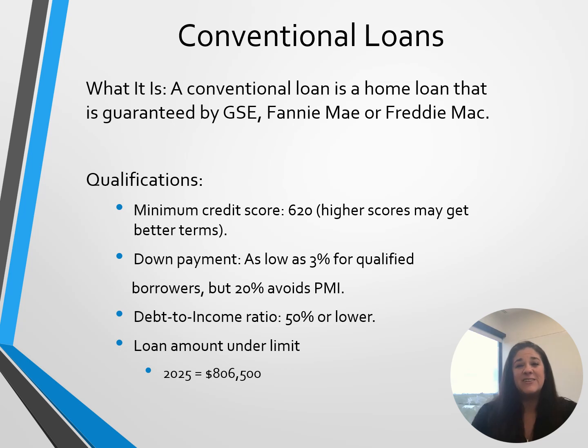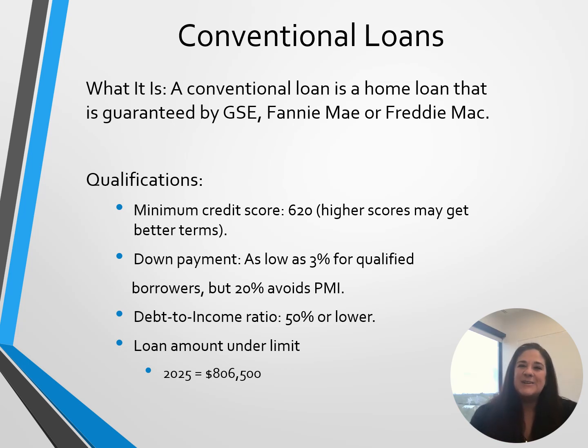Okay, so let's talk about conventional loans now. A conventional loan is a home loan that is backed by a government-sponsored entity. That's Fannie Mae or Freddie Mac. They're the ones that set the guidelines and the rules that we have to follow. By and large, Fannie Mae and Freddie Mac are very similar in the guidelines. There are just some subtle differences here and there that it's my job to know about.